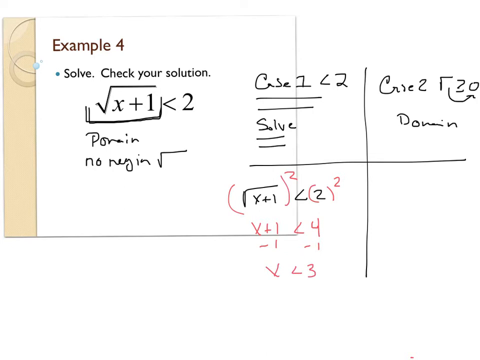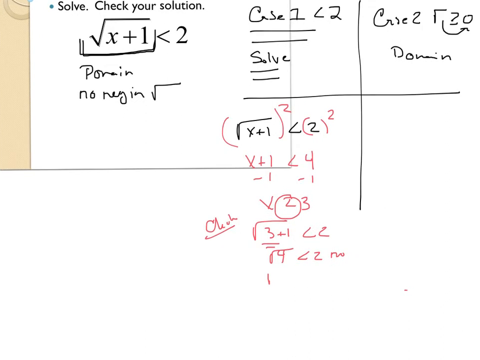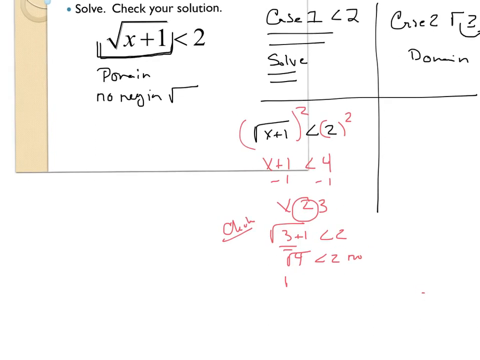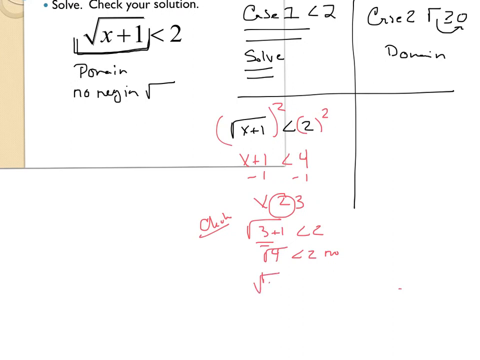So any number less than 3 is going to give me a value that's going to end up being less than 2. So let's put in 3. So here's my check. Okay, and notice there's no equality symbol here. Is the square root of 4 less than 2? No, but if I put in a number less than 3, will it end up being less than 2? So for example, let's put in 0. So that's a number less than 3, right? So the square root of 0 plus 1, is that less than 2? The square root of 1 is less than 2. Yeah, that's correct. Okay, so that works.